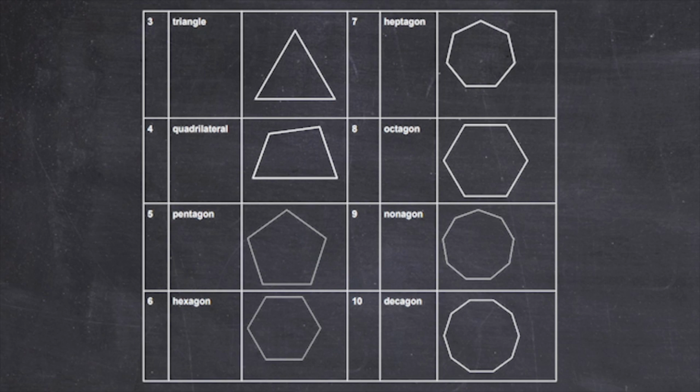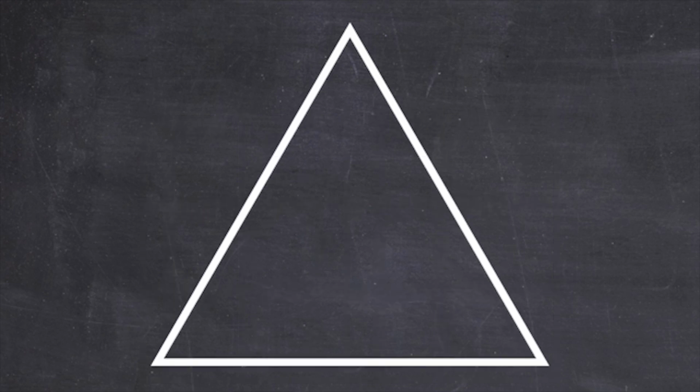This chart shows us the names of polygons with 3 to 10 sides. And there's even more polygons we could draw. However, we are going to focus on only a few of these. Remember, a triangle is a polygon with exactly 3 sides. This is the simplest polygon that you can make.